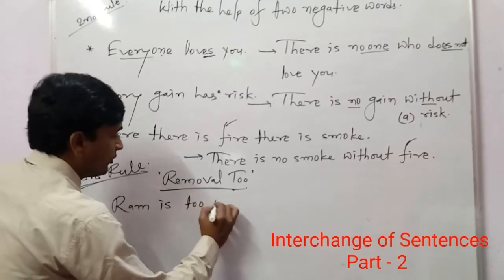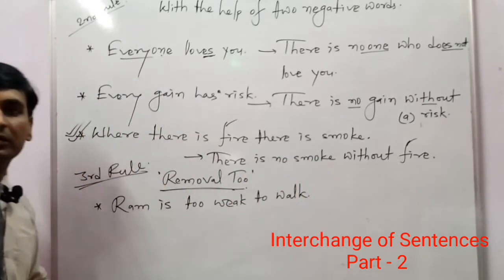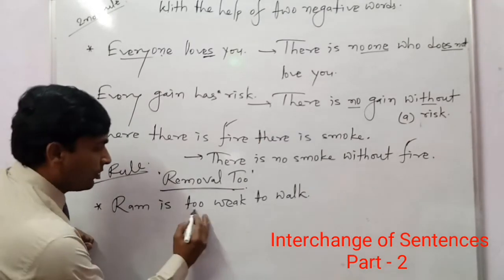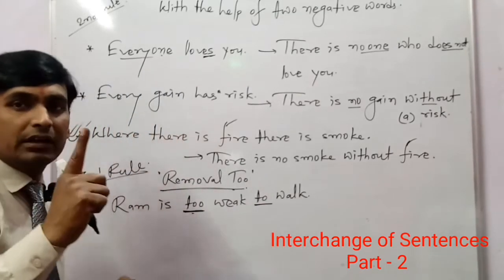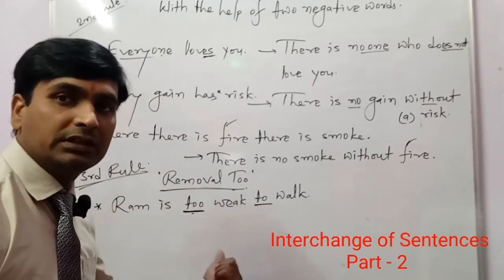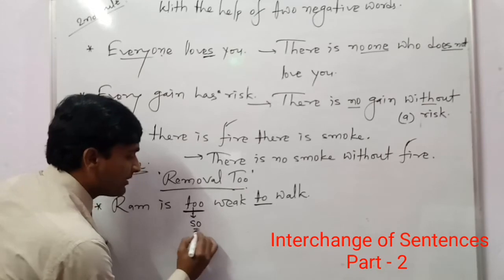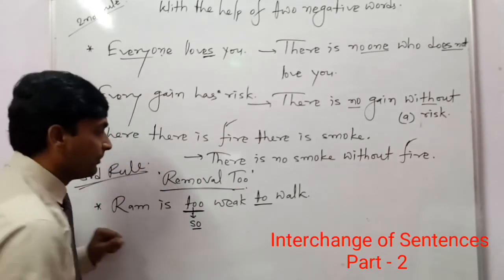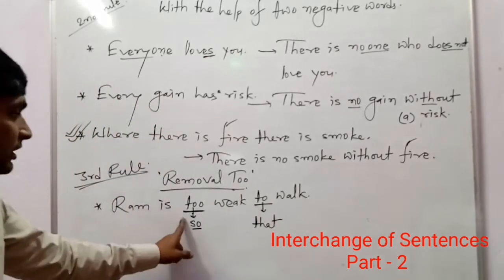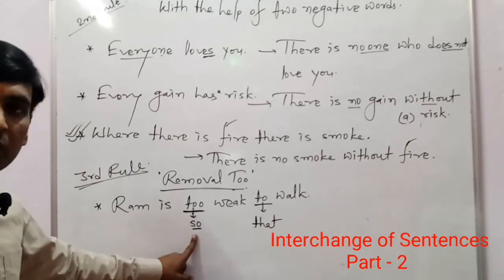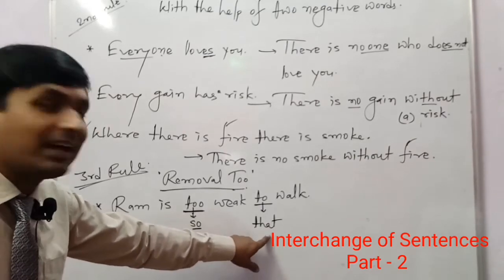Ram is too weak to walk, right? So students, you can see here this "too" has a double O, and the other "to" has a single O. Now, how do you change such sentences into negative sentences? Let's understand. This "too" will be changed into "so", S-O, and this "to" will change into "that", right, students?